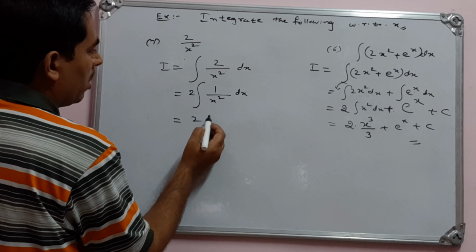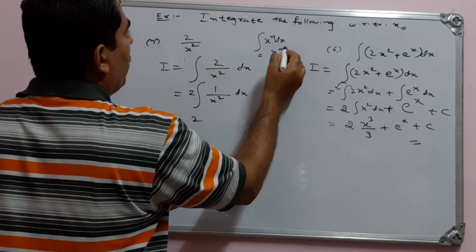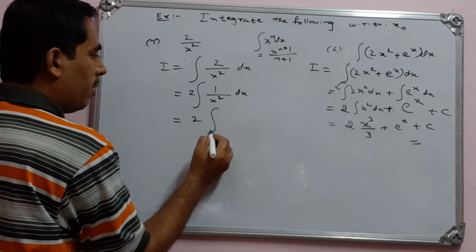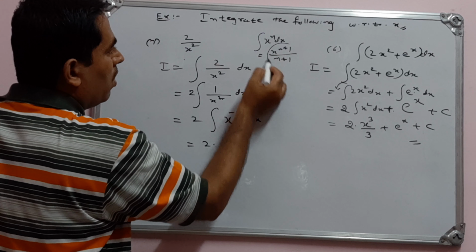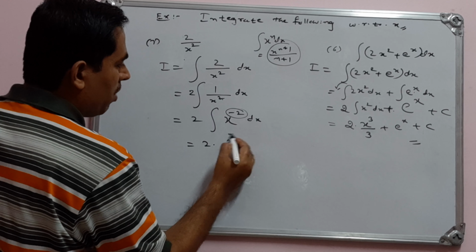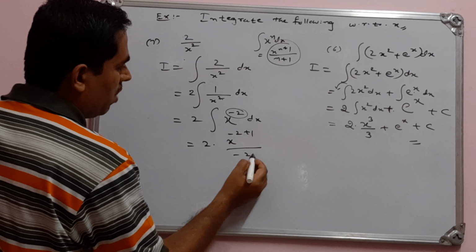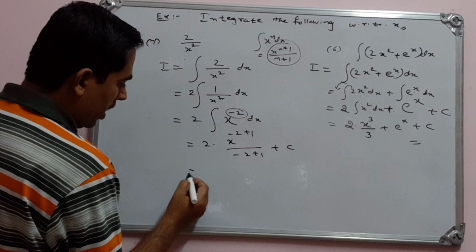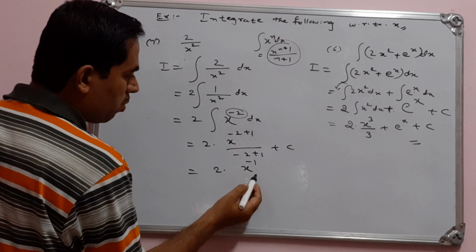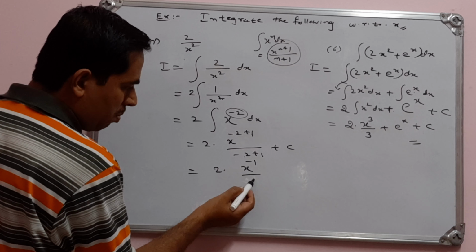See, x to the power of n, power rule: x to the power of n plus 1 divided by n plus 1. Bring this x square to the numerator, I will get x to the power of minus 2. Then 2 into, use this power rule. Instead of n we have minus 2, so put n is equal to minus 2. See, x to the power of minus 2 plus 1 divided by minus 2 plus 1. So then it will be 2 into x to the power of minus 2 plus 1, which is minus 1, divided by minus 2 plus 1, which is minus 1.